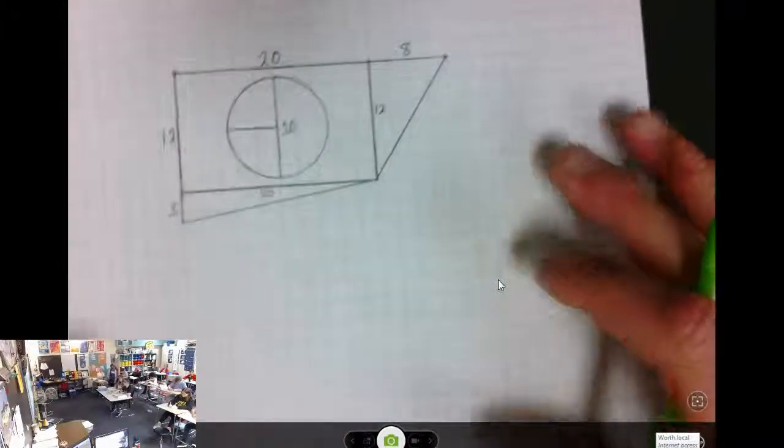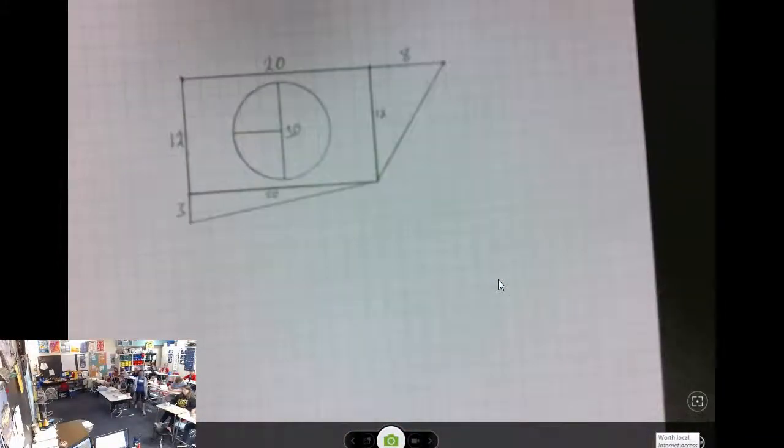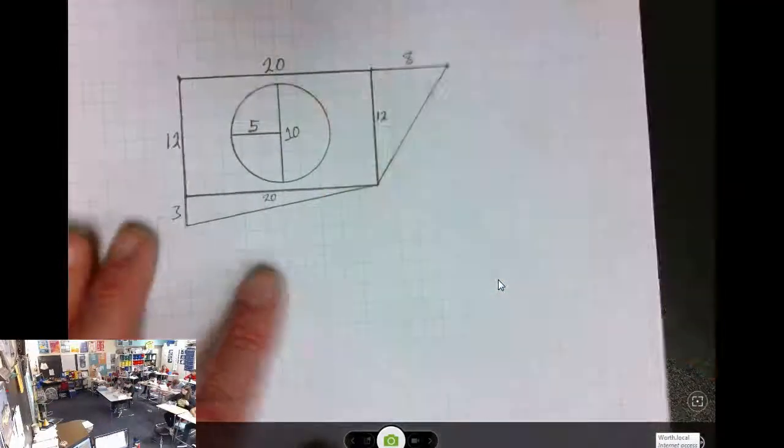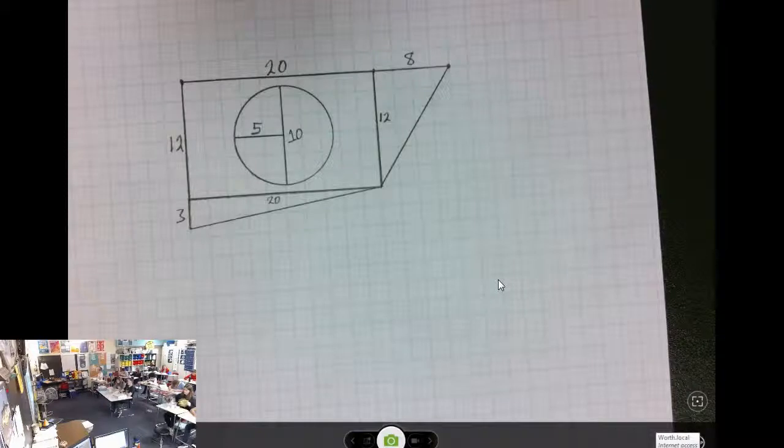If the distance all the way across, hint, hint, relating back to what we did yesterday, if the distance all the way across the circle is 10, what would be the radius? 5. So if you want to go ahead and label a radius, we could do that.